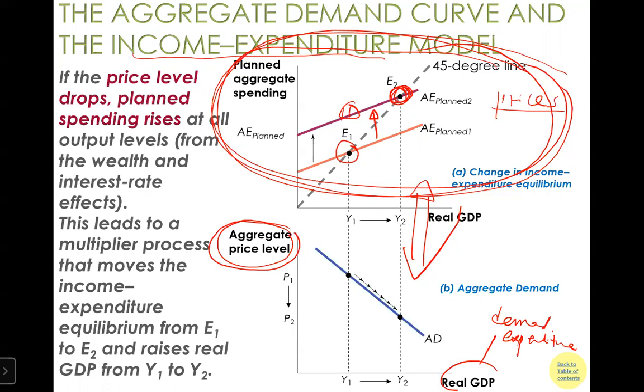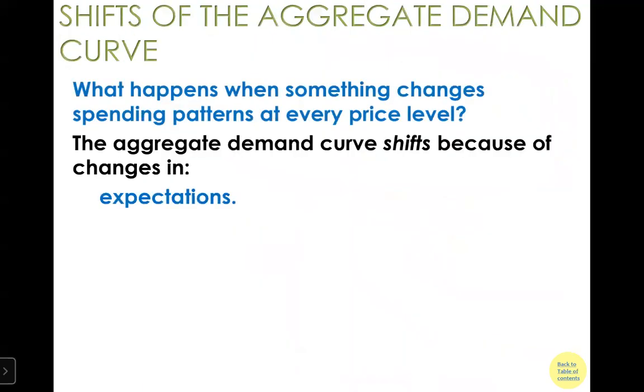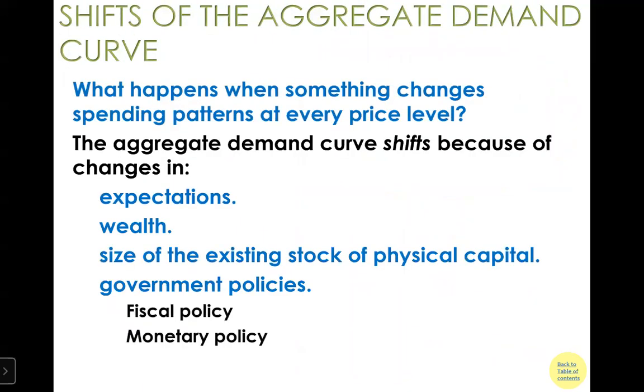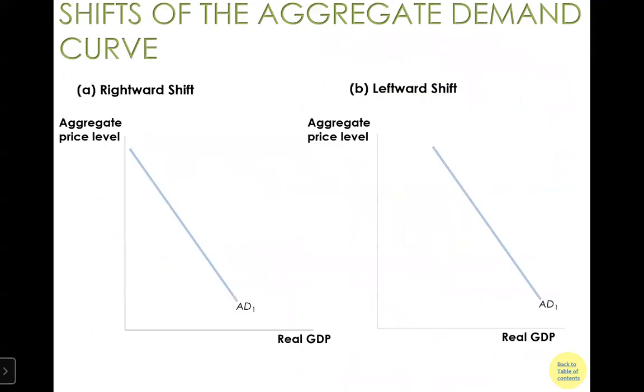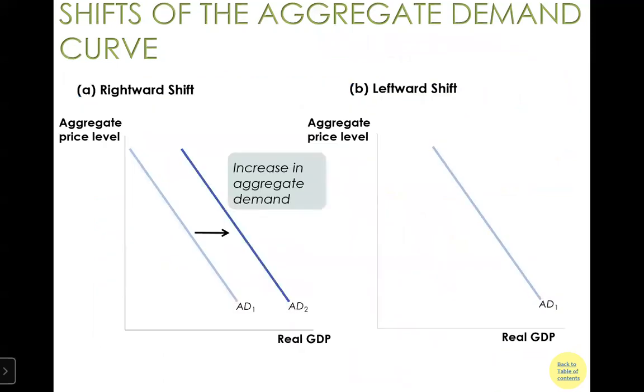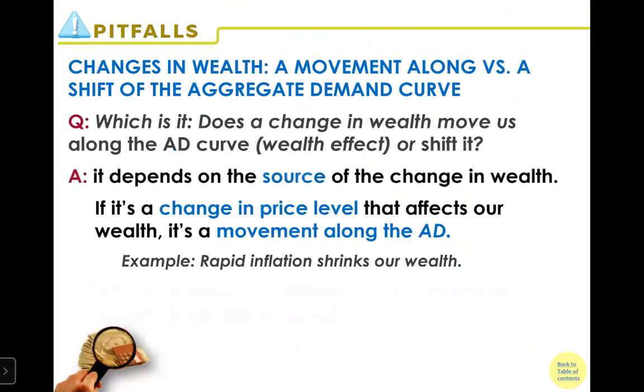Right, so we end up with this downward sloping aggregate demand curve. Just keep in mind the reason why it's downward sloping is because of the wealth effect and interest rate effect. So this is aggregate demand. We already looked at those things: expectation, wealth, size of physical capital, government policy, and so on and so forth, right?